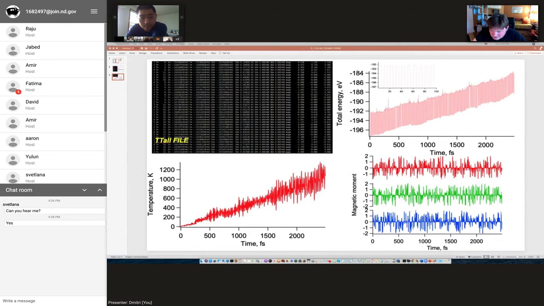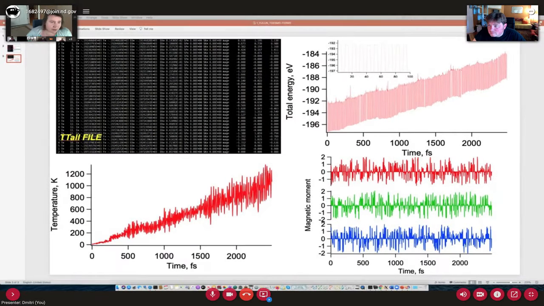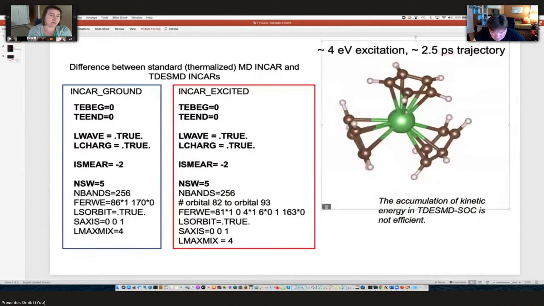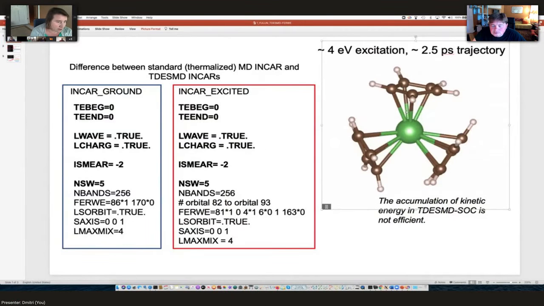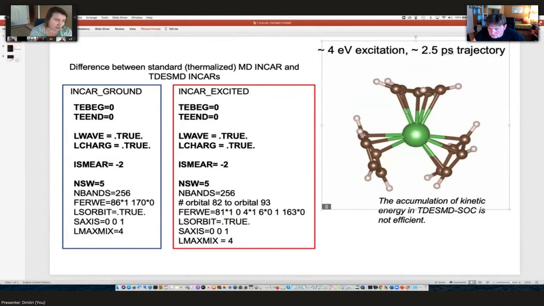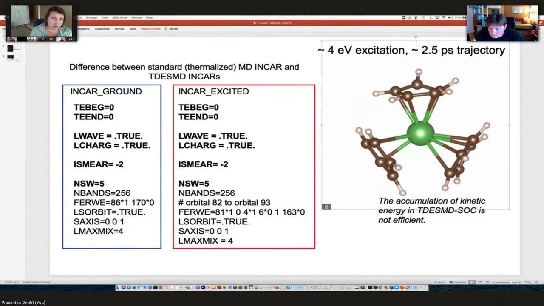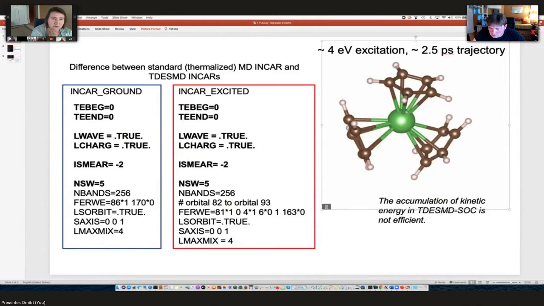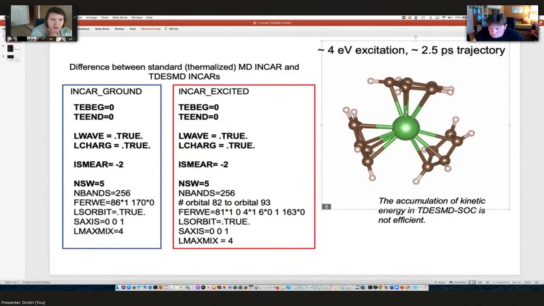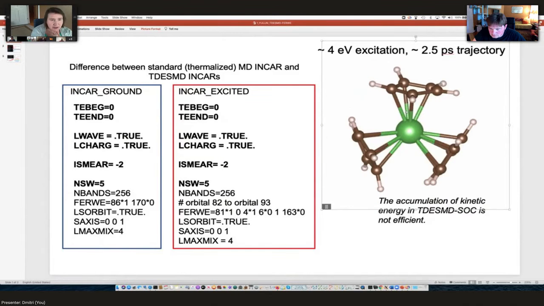I have a question. Please. May you go to the first slide with some settings for your input file? Yeah. So TEBEG, TEEND, I guess it's temperature beginning, temperature end. It's equal to 0. What do the settings mean, and why is there 0? If this is the temperature, why is your dynamics at 0?